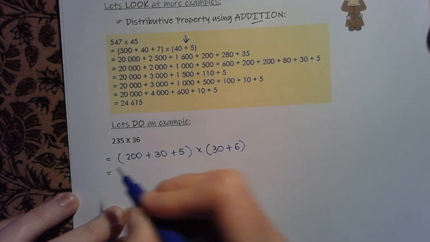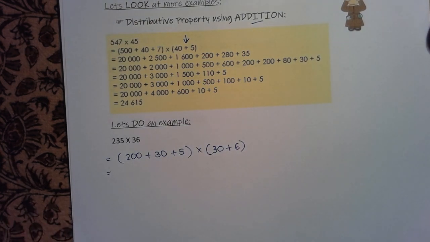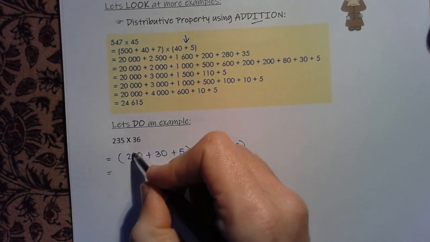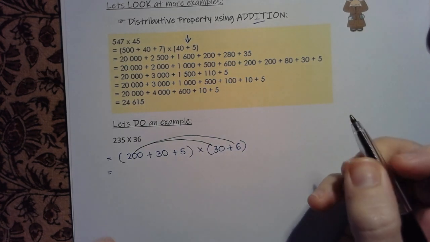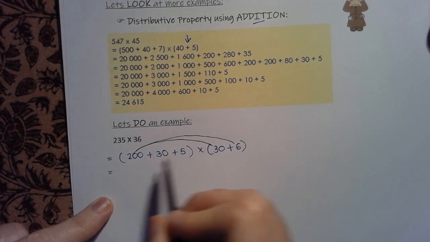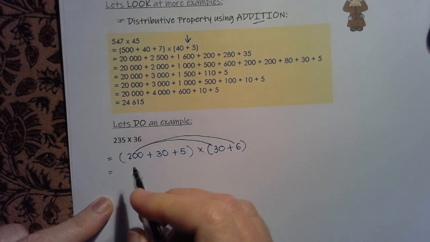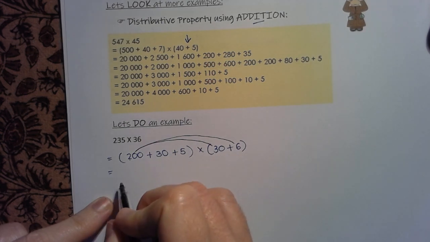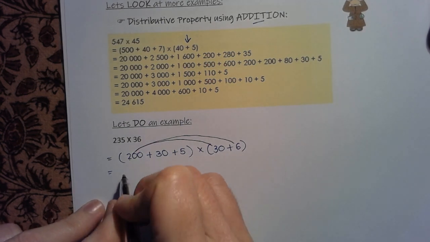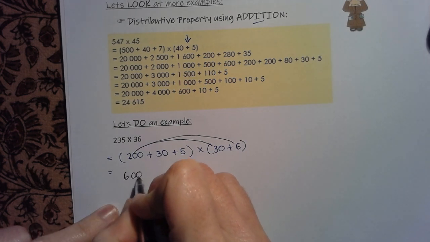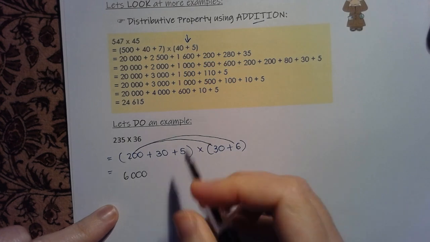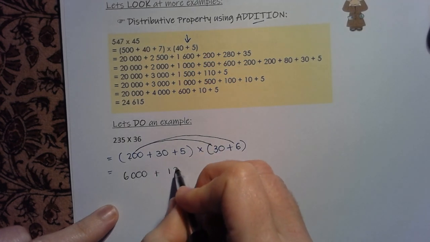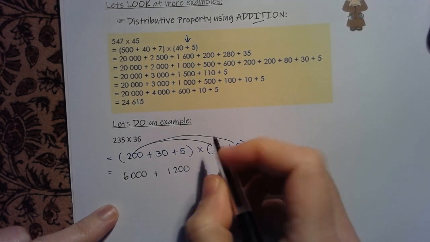Okay, and now we're going to take each number in the first bracket and multiply it with each number in the second bracket. So you're going to say 200 times 30 and 200 times 6. Now 200 times 30, remember 2 times 3 is 6, and then how many zeros will your answer have? It will have 3 zeros, so that will be 6,000. Then 200 times 6, 2 times 6 is 12, and your answer will have 2 zeros, so that's 1,200.